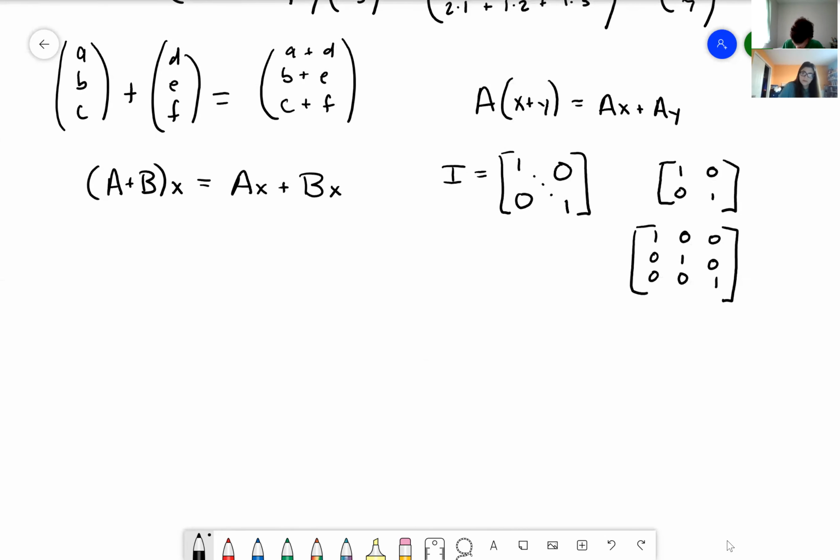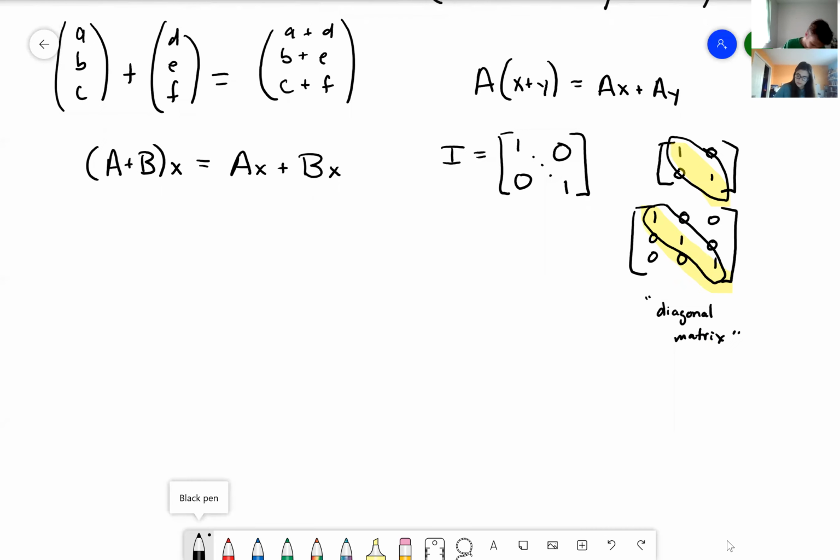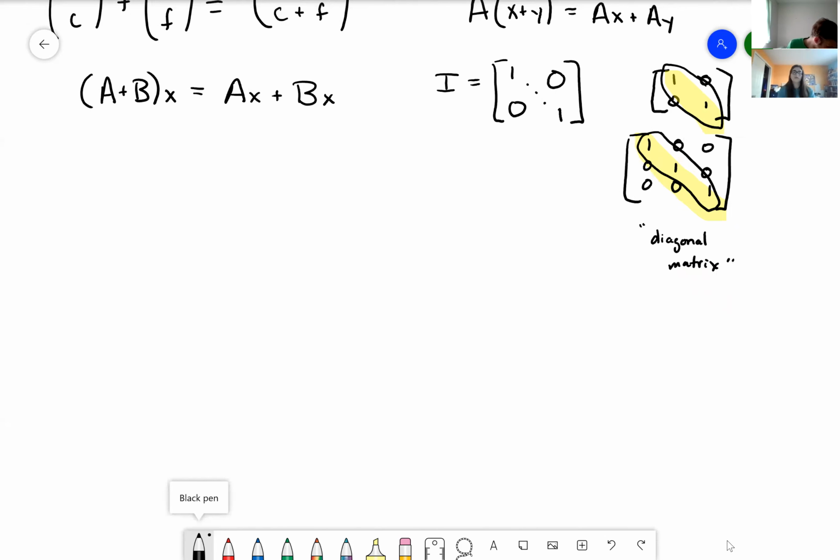This is a special case of a more general type of matrix called the diagonal matrix. These entries right here are called the diagonal of a matrix. And if all of the non-zero entries in a matrix are just on the diagonal, then it's called a diagonal matrix. I think I'll have an example of using these in the solution of a system of ODEs in a bit.